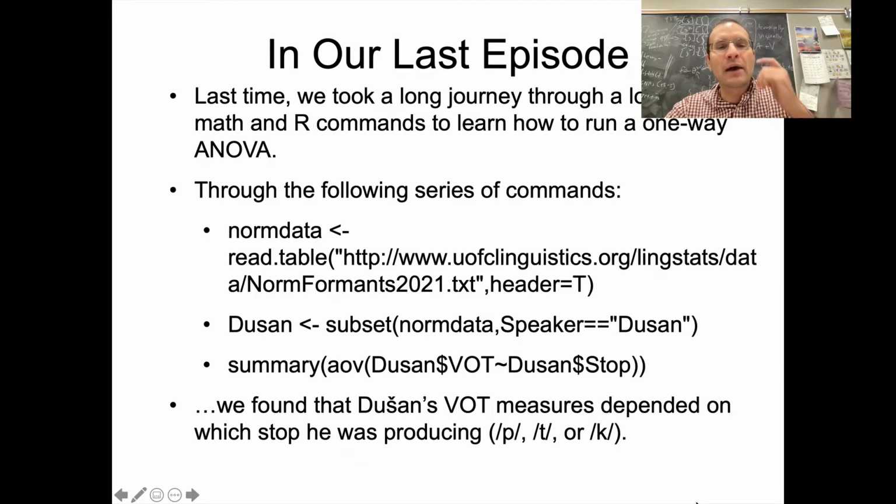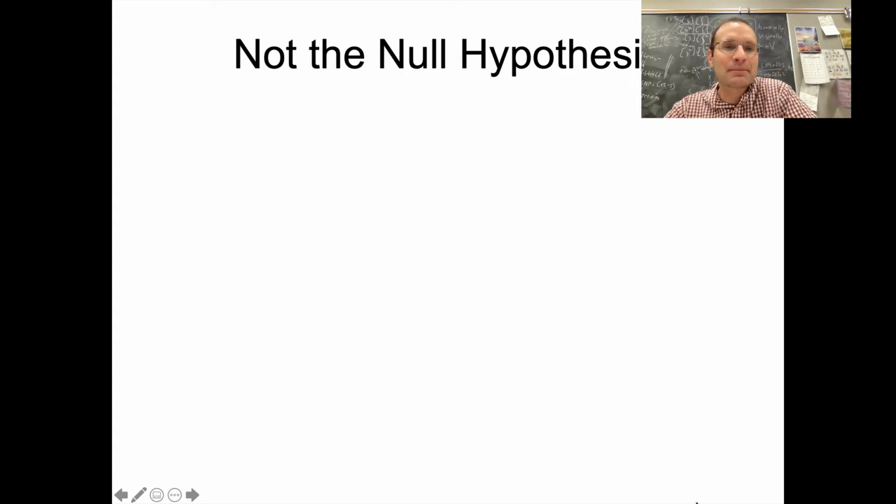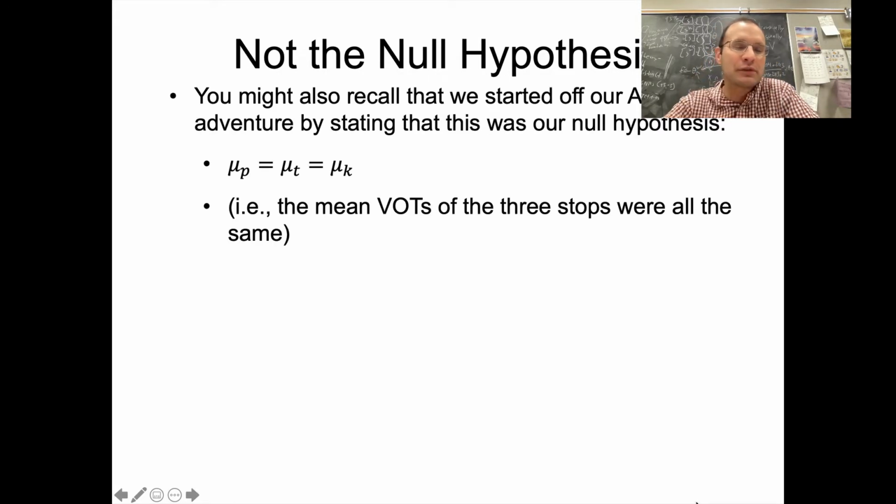But before we do that, we need to actually take another step to figure out what's going on with data like what we saw for Ducham's VOT there. So you might recall that we started off that little ANOVA adventure by stating that this was our null hypothesis, that the mean value of P VOT was equal to the mean value of T VOT, and that was equal to the mean value of K VOT. Basically, there was no difference based on place of articulation for these three stops in VOT, or basically they're all the same.